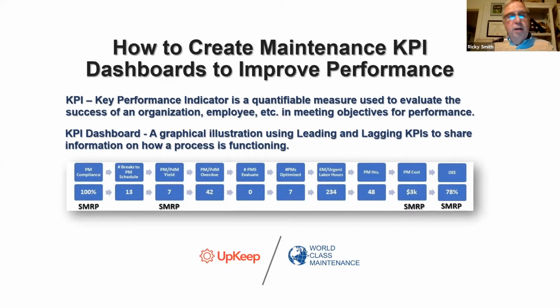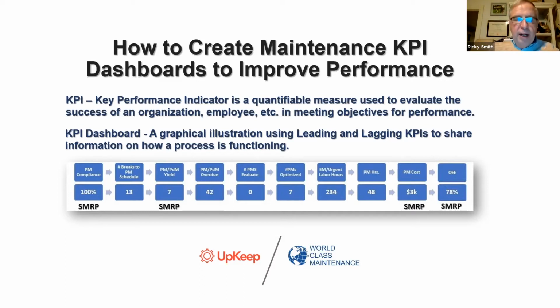Got breaks to the PM schedule, important to know. PDM, PM yield: what's coming out of the PMs and PDMs? And that's an SMRP metric. PM, PDM overdue. Number of PMs evaluated. I want to know that. I think it's important to have PMs evaluated, at least have some kind of target. I want to target at least 2 PMs a week to be evaluated. It should be planned and scheduled with certain people to do that. Number of PMs optimized, emergency urgent labor hours, PM labor hours, PM costs, and then OEE.